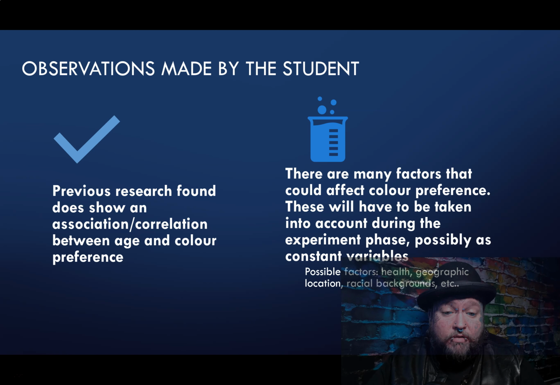They can see here they've also learned that there are many factors that could affect color preferences. They'll have to take this into account during the experiment phase, so the experiment procedure, your methodology, set everything up, and probably start with constant variables, because that's what we've learned so far about non-spuriousness: constants can help with spurious cases of other things that could be affecting it. Kind of like health, geographic location, racial backgrounds, etc. What they would have learned from their background research.